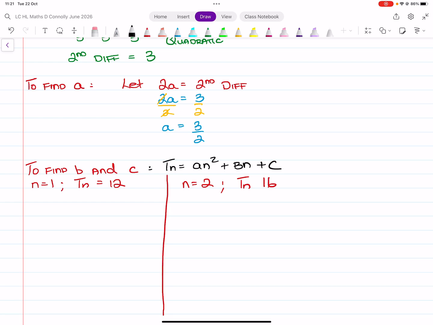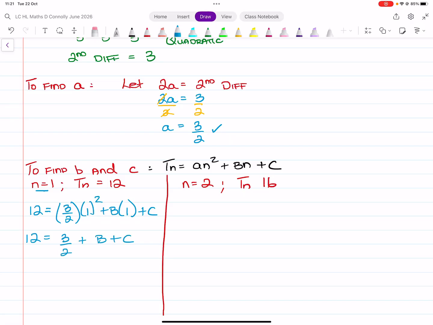Right. So we take our Tn equals an squared plus bn plus c. And we sub in the stuff that we know. So we know on the left-hand side here, we know that Tn is 12. Up here, we already figured out that A was 3 over 2. Here, we're letting n equal 1. We don't know B, n is 1, and we don't know C.